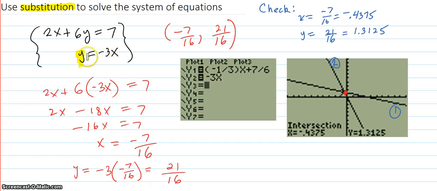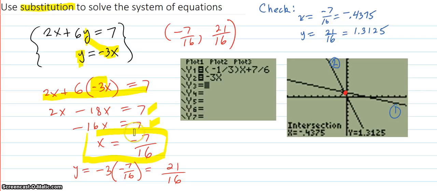So in this case we see that y is already solved to be negative 3x, and we see a y there. So we're going to plug that negative 3x in for the y and write down the resulting equation. 2x plus 6 times the negative 3x, which was the y, equals 7. And then we do our algebra and solve it out, and we get x equals negative 7/16.